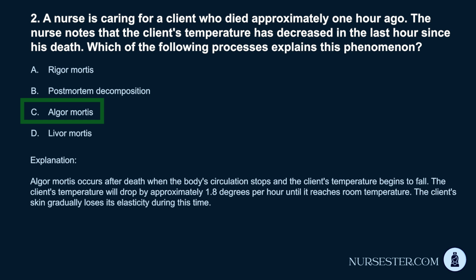Algor mortis occurs after death when the body's circulation stops and the client's temperature begins to fall. The client's temperature will drop by approximately 1.8 degrees per hour until it reaches room temperature. The client's skin gradually loses its elasticity during this time.